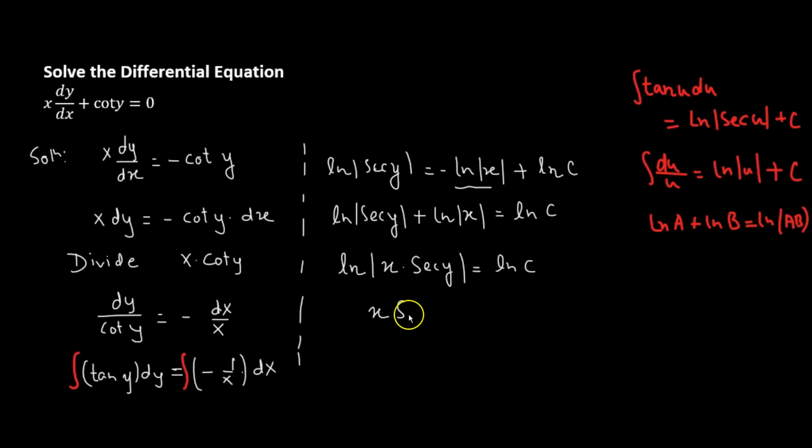But that means we have x times secant of y equals c, and we'll take the secant of y to the right hand side. So that means we need to divide both sides by secant of y, so that will be c over secant of y, and 1 over secant of y is simply cosine of y. So that means our final solution will be x equals c times cosine of y. So we have written the solution in terms of x as a function of y. So this is the required solution to our given differential equation.